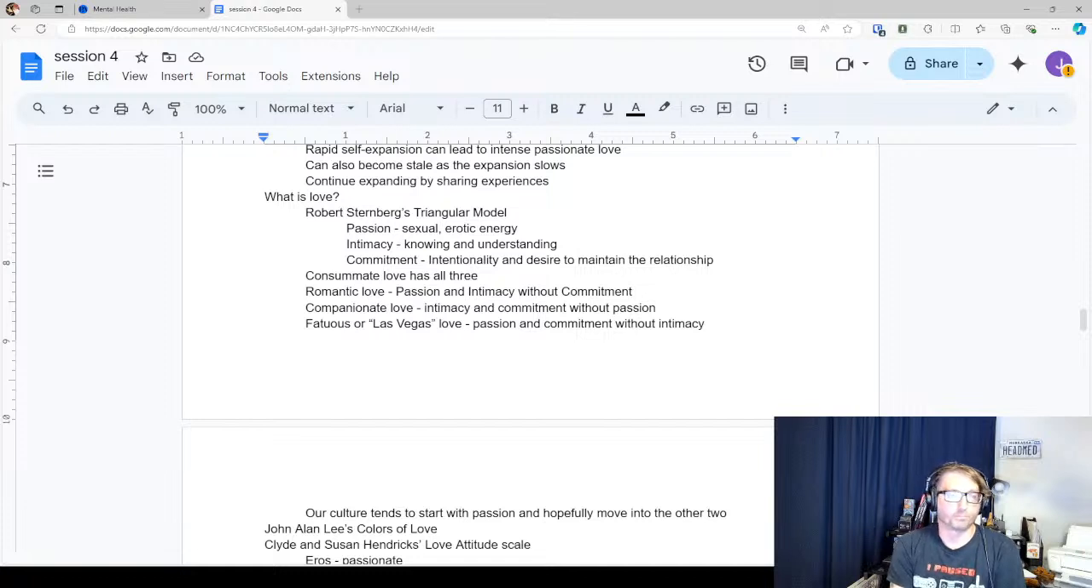Romantic love is kind of what you feel before you get to thinking about marriage. Companionate love is kind of what you feel with friends, but you can also feel it in a relationship. I know that sometimes people who are stale in a marriage feel that way. They feel like they're just friends, but there's no passion in their relationship. And then Las Vegas love is where you just decide you're gonna commit to somebody without any of that knowing or intimacy, which can lead to disaster. Sometimes it can work, but usually it does not.